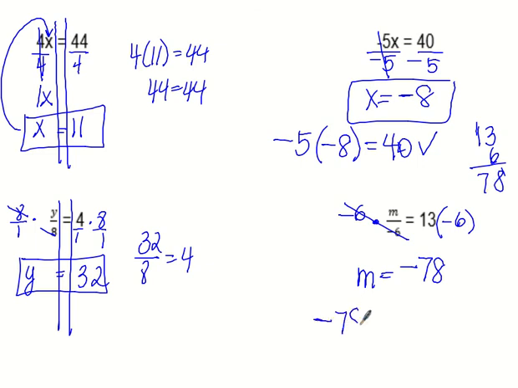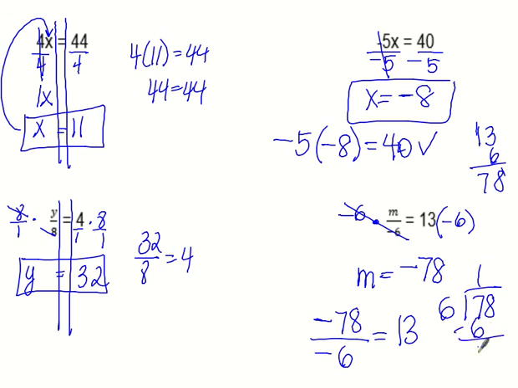Check your answer. Negative 78 divided by negative 6, is it equal to 13? Well, let's check it. 78, oops, we don't even need to do that. Hold on. We don't need our signs. 78 divided by 6 goes once. Subtract 3. Yep, do you get 13? So then you know that's your answer. So m equals negative 78. And just check your signs.